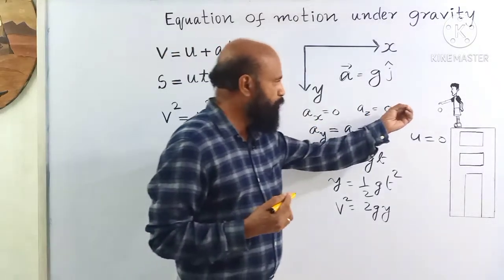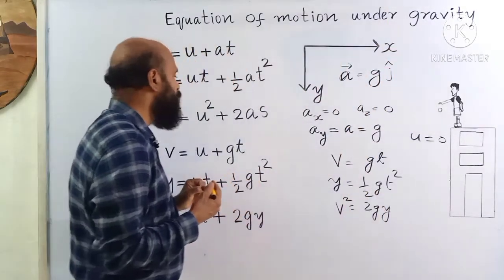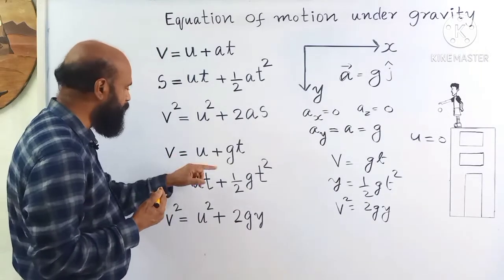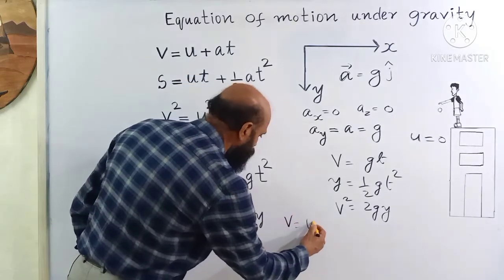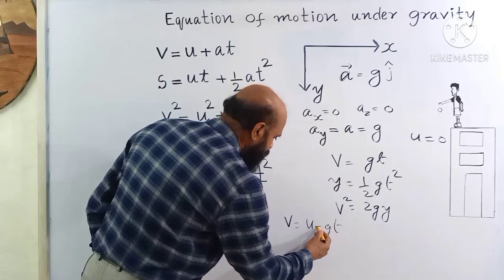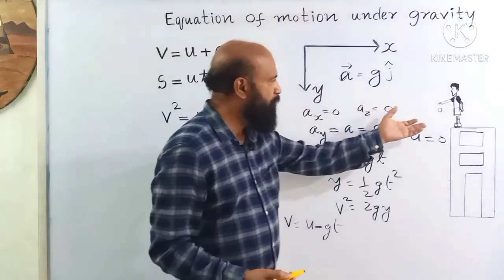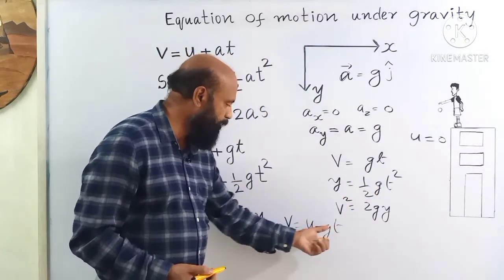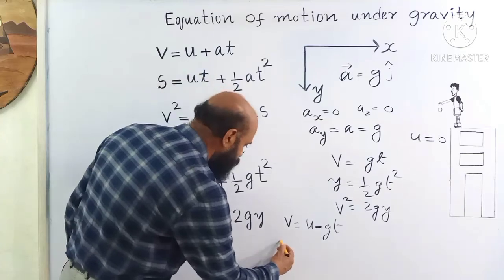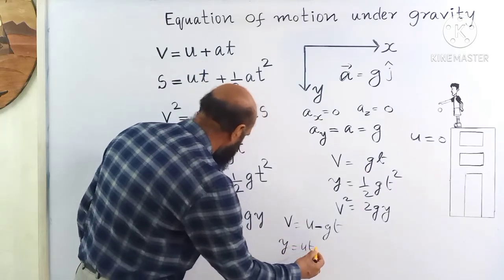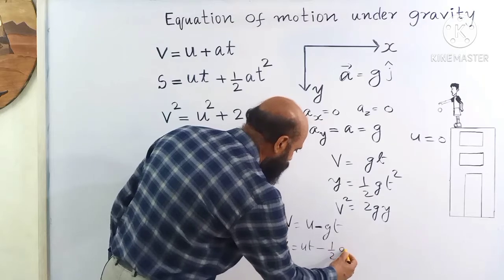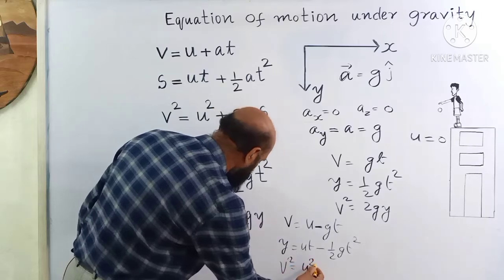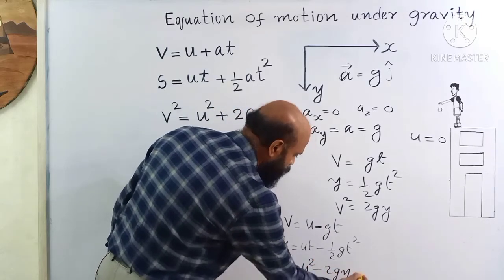Suppose a boy is throwing the ball in the upward direction, velocity will be going on decreasing, then instead of this plus, minus is needed. So v is equal to u minus gt. In the upward direction, velocity will be going on decreasing, so v is equal to u minus gt. This expression y is equal to ut minus half gt square, then v square is equal to u square minus 2gy.